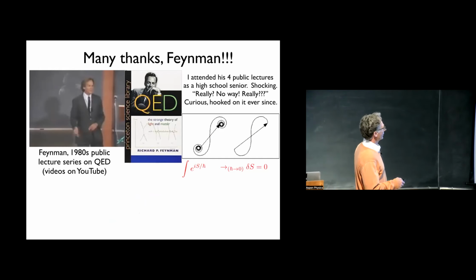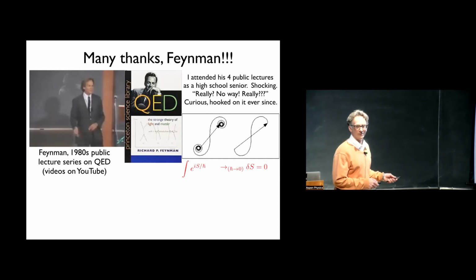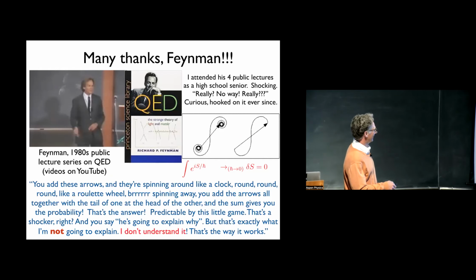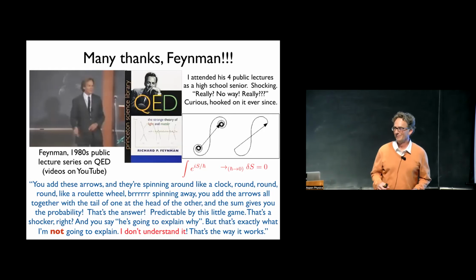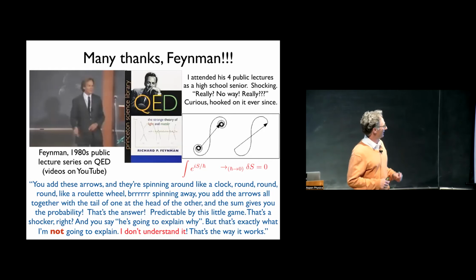Okay, so I watched a little bit of his lectures recently on YouTube, not the ones that I went to, but from somewhere else. And I did something that he said. So I won't try to do a good imitation of Feynman, but what he said was, and he's moving his arms around like this, you add these arrows and they're spinning around like a clock, round and round, like a roulette wheel, spinning away.